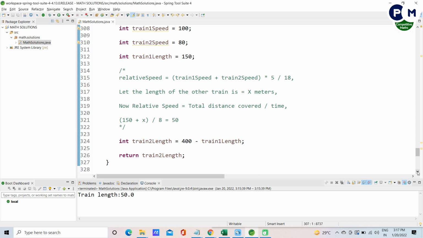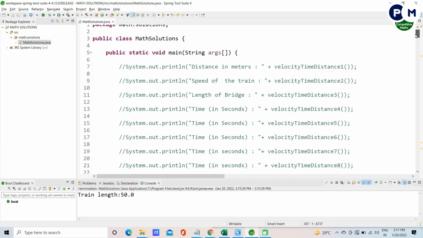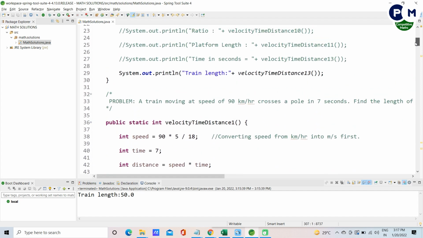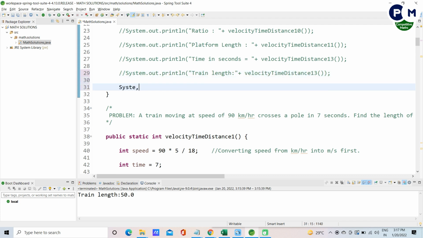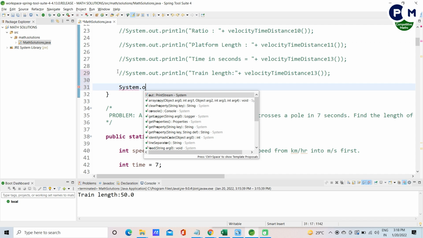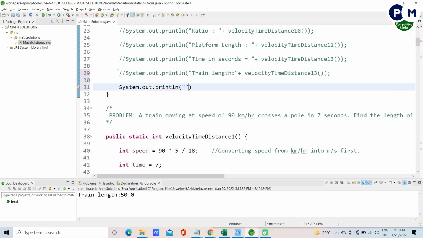Now, relative speed equals total distance covered by time. That equals 150 plus x by 8, which is equal to 50. Next, the train 2 length equals 400 minus train 1 length. The last step is to return the train 2 length value. Here I am printing the time by calling the velocity time distance method.